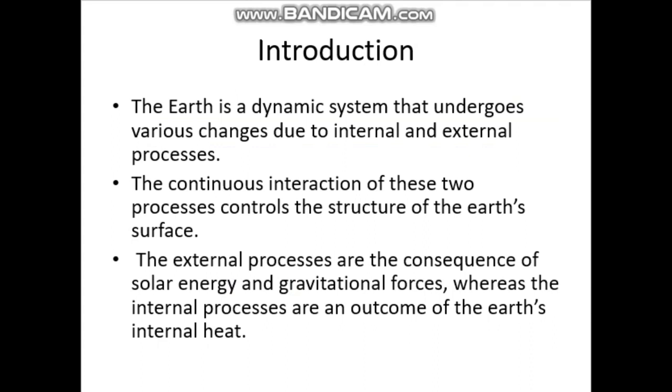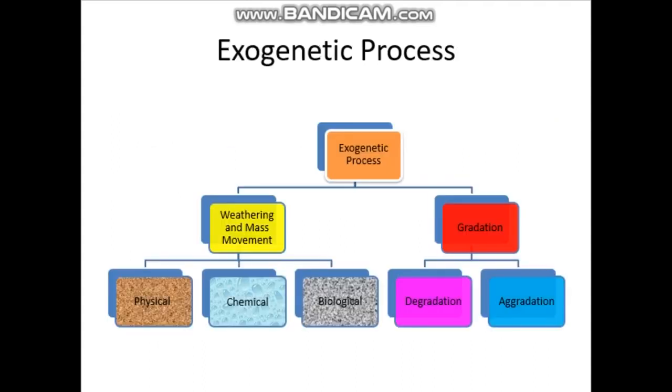The continuous interaction of these two processes controls the structure of the Earth's surface. The external processes are the consequence of solar energy and gravitational forces, whereas the internal processes are an outcome of the Earth's internal heat. Now in this lesson we are going to study about exogenetic processes. This exogenetic process is divided into weathering, mass movement and gradation. Again, this weathering is divided into three types: physical weathering, chemical weathering and biological weathering. And gradation into degradation and aggradation.